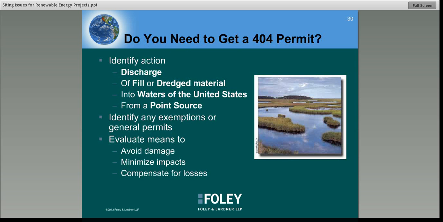So, do you need to get a 404 permit? Basically, you need to identify whether there's a discharge of fill or dredged material into waters in the United States. And then once you've determined that you meet that criteria, identify any exemptions or general permits that may apply, and then potentially evaluate means to avoid damage, minimize impacts, or compensate for losses. It's really important to note that there's a difference between fill and dredged material. Fill is material originating from outside the waters of the United States that you bring in to alter the surface elevation of the waters. Dredged is just material from that water body that's being stirred back up. There is a de minimis exception for placement of dredged material into water bodies where it's incidental to activities, but there is not such a de minimis type exception for fill material. So it's an important distinction to keep in mind as you're thinking about projects.